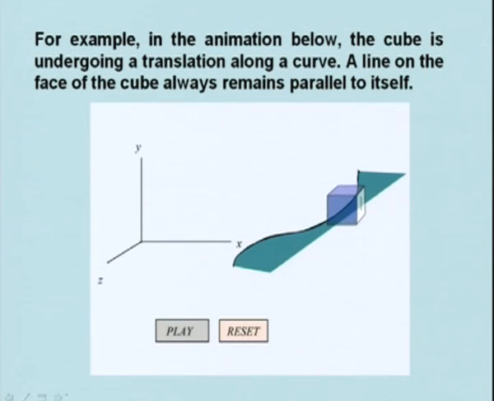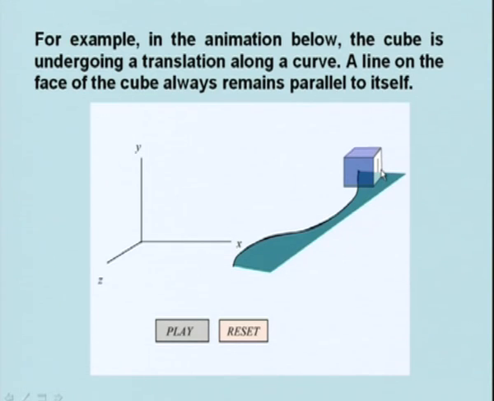Now we see in this animation, I am going to show you one animation. The cube will undergo translation along a curve. This is not a planar curve, this may be a space curve. That means there is no one plane which can encompass this curve. A line on the face of the cube will always remain parallel to itself. So for example, I am playing this animation. Just see this line, although this cube is moving in a curved path, this line always remains parallel. So this is an example of a translation.